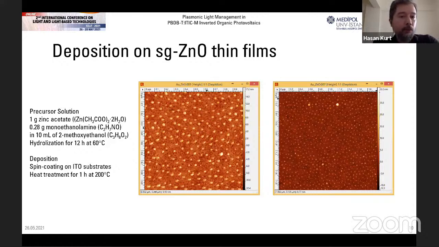So we applied them on sol-gel zinc oxide thin films, since sol-gel zinc oxide is commonly used for electron transport layers. This way, the gold nanoparticles are going to be directly in contact with the bulk heterojunction. We use a common method, starting with zinc acetate and monoethanolamine, which we hydrolyze, and you can easily spin coat on surfaces with controlled thicknesses. You heat treat them at 200 degrees Celsius for an hour, and you get a sol-gel structure. We used the block copolymer lithography, and after an oxygen plasma step, we easily obtain these structures on zinc oxide thin films.